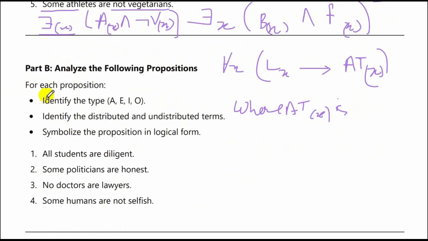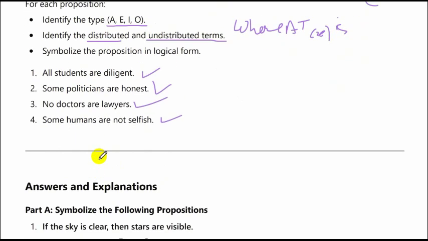Alright, let's analyze the following propositions. For each proposition, first identify the type, whether it's A, E, I, or O. Identify the distributed or undistributed terms. Distributed means it applies to all the members of a class. Undistributed means it does not apply to all the members of the class. Symbolize the proposition in its logical form. Now there are more examples. All students are diligent. Very simple. You can take this for homework. You can stop the video here and solve this on your own. Once again, if you don't understand this, let me know in the comment section. I'll help you out, if time permits.